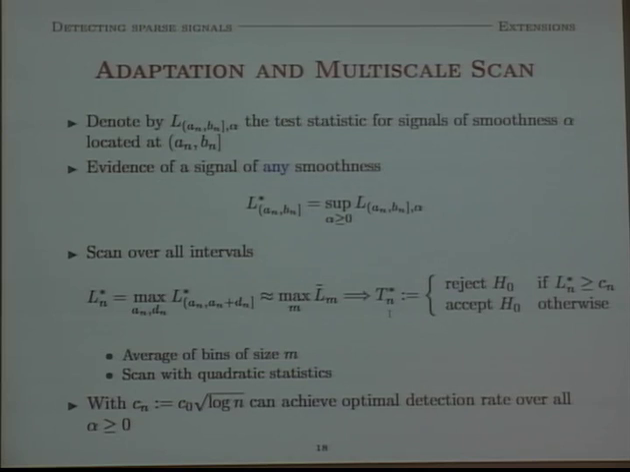I do it again. Actually, in practice, you don't even need to do 2, 3, 4, 5. You can have a factor here. And then you look at the maximum of all these different test statistics. And again, you can show, indeed, if you cut exactly at the level of square root of log n, you can detect the signal without knowing how smooth the signal is. So this is one practical issue.